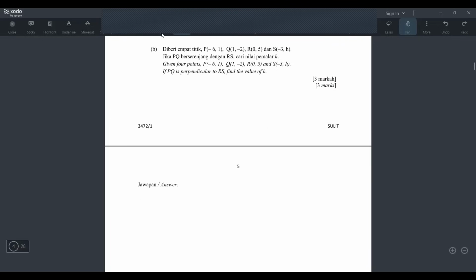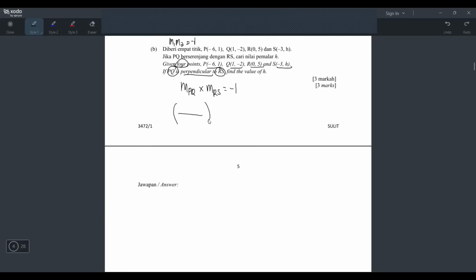Let's continue. Okay, B question. Given 4 points, P, Q, R, and S. All the points are given, but point S is not complete, because they never give you the y coordinate. Then they say if PQ is perpendicular to RS, find the value of h. In Addmaths, if you see this word perpendicular, immediately you have to think about this formula: M1 times M2 equals -1. Because when two lines are perpendicular, the product of the gradients is always -1, right? So what you write here is gradient of PQ times gradient of RS equals -1 because they are perpendicular, right?